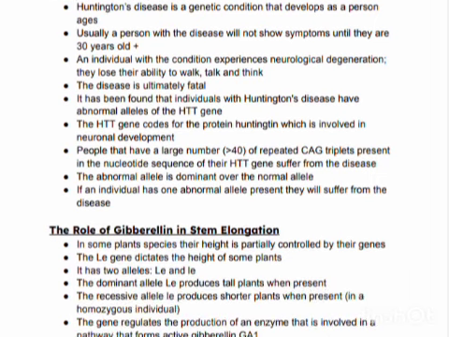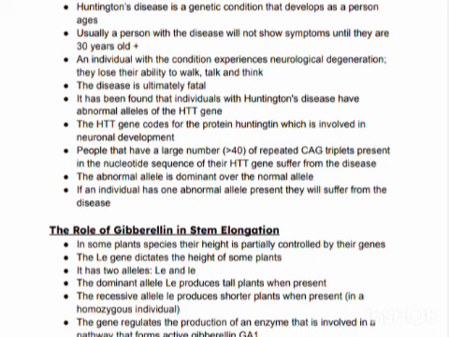Now moving on to the HTT gene and Huntington's disease. Huntington's disease is a genetic condition that develops as a person ages. Usually this disease will only start showing symptoms after a person is 30 years old. An individual with the condition experiences neurological degeneration, that is, they're going to lose their ability to walk, talk, and think. And this disease is ultimately going to prove fatal.